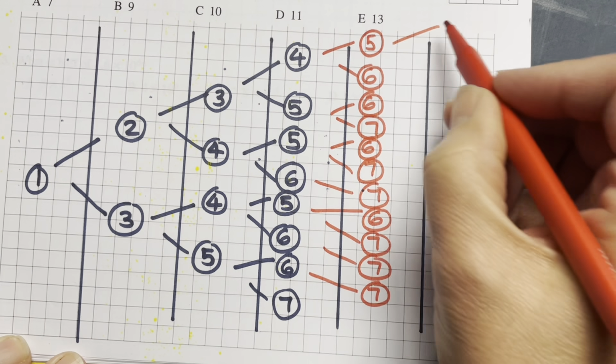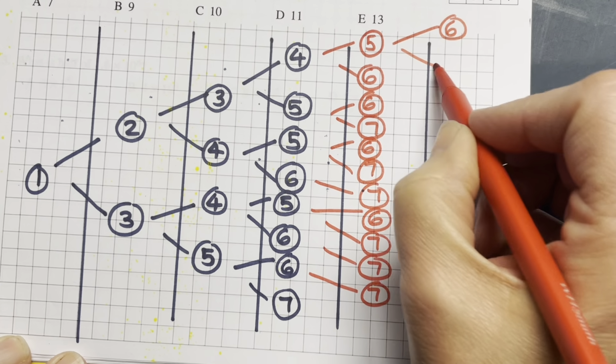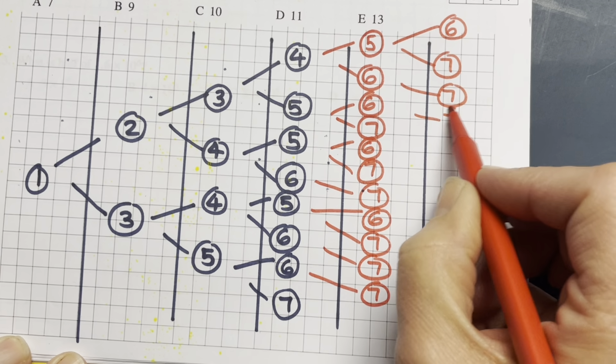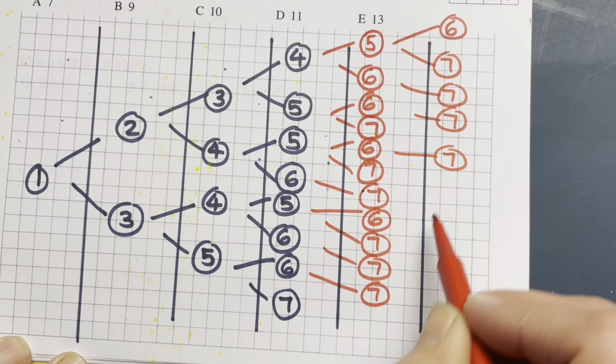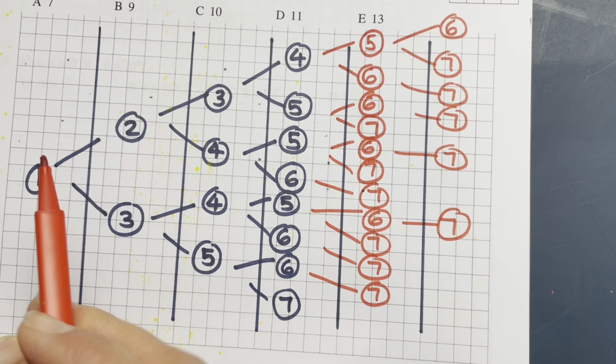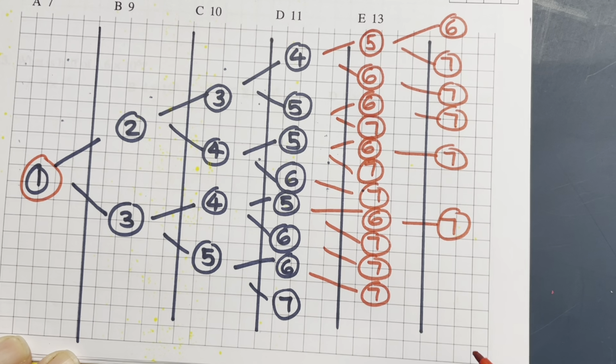Right, let's keep going. From this 5, I can go to 6 or 7. This one, I can only go to 7. You get the idea. So if we count all those up, you'll see I have 13 different ways of getting from 1 to 7. So there are 13 different solutions.